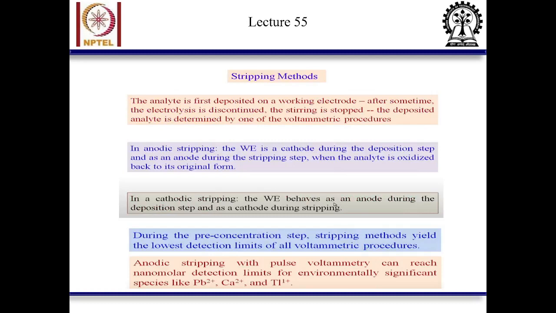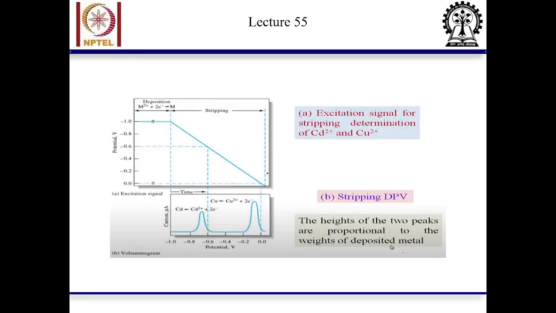And what is the stripping method? Anodic stripping means the working electrode should be the cathode during the deposition and the anode during the stripping. I will upload all those things.